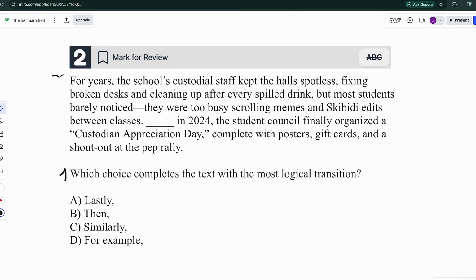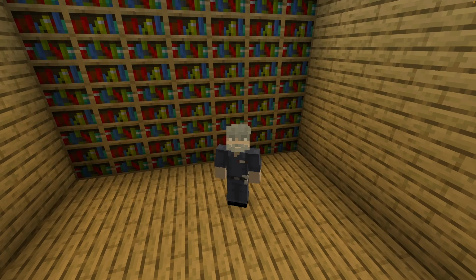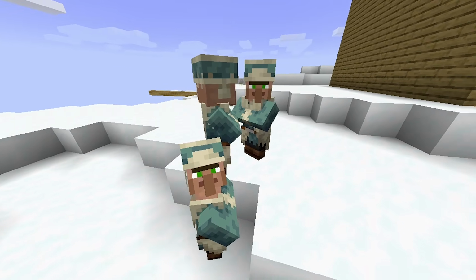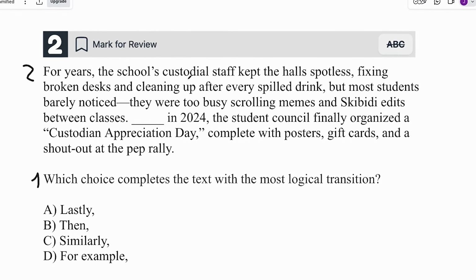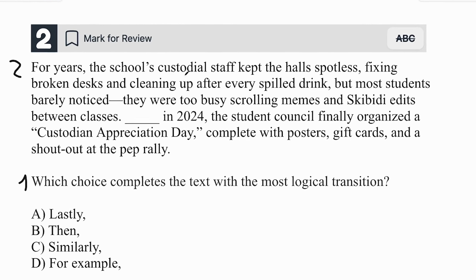Okay. For years, the school's custodial staff kept the halls spotless, fixing broken desks and cleaning up after every spilled drink, but most students barely noticed. They were too busy scrolling memes and Skibidi edits between classes. So these custodians were just locking in, but these students did not care. Blink, in 2024, the Student Council finally organized a Custodian Appreciation Day, complete with posters, gift cards, and a shout out at the pep rally.